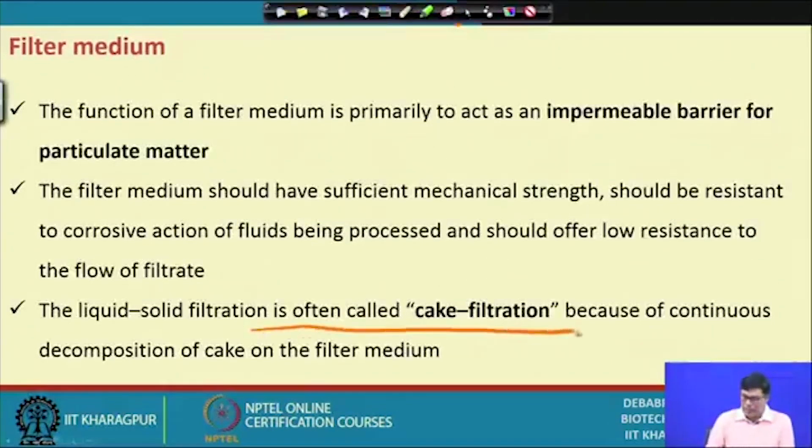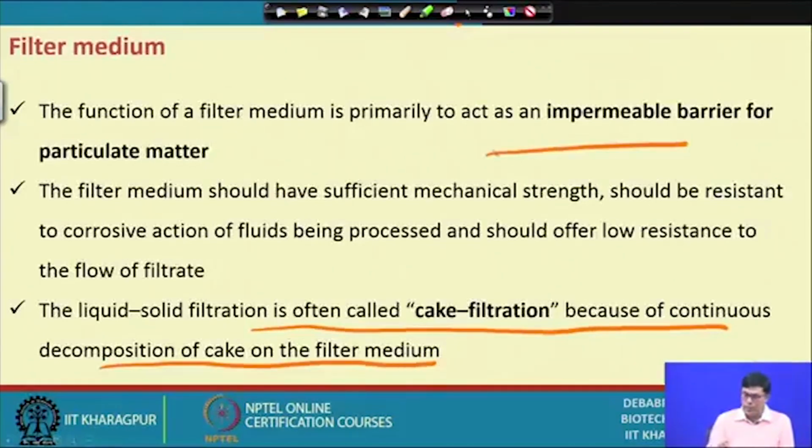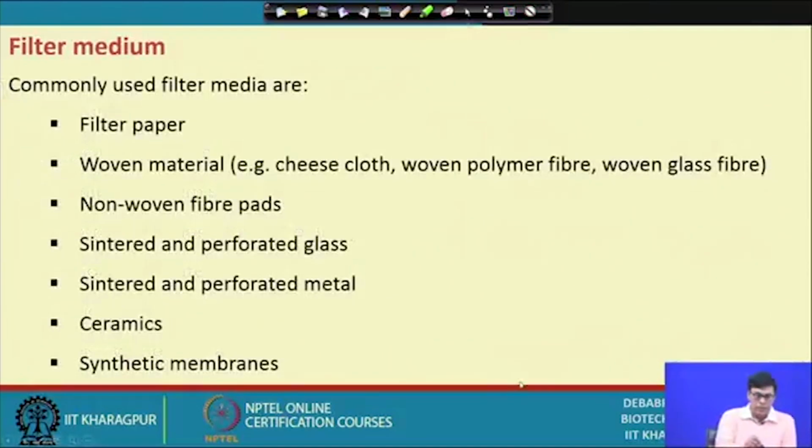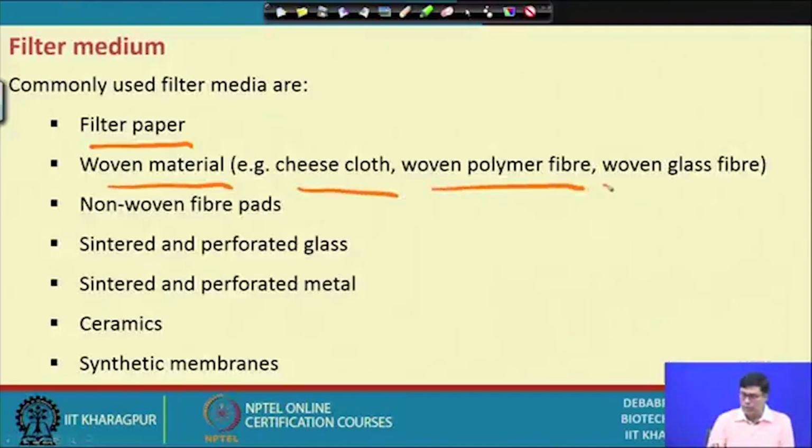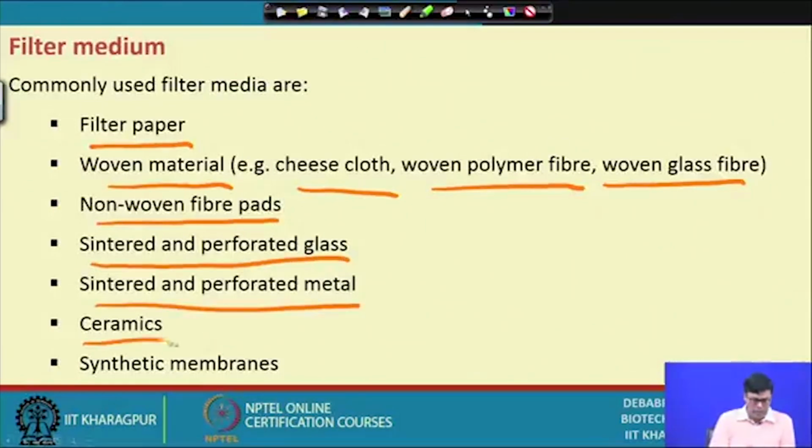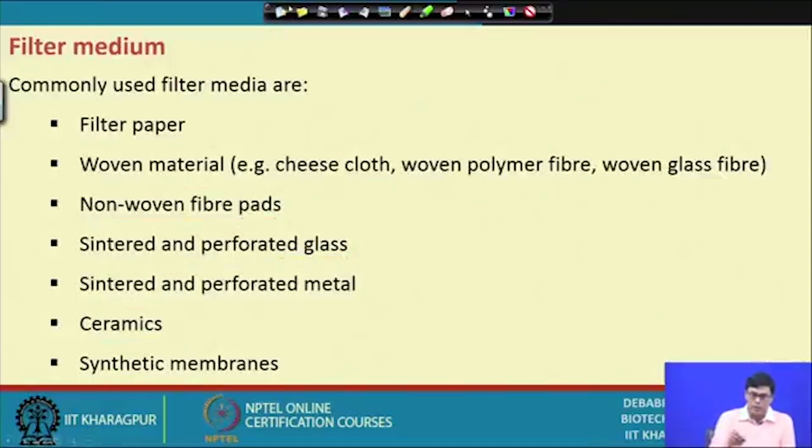So this is solid liquid separation. Filtration offers cake filtration because of continuous deposition of the cake. Suppose we have filtered and solid particles accumulated on the surface, this is how cake development and cake filtration take place. The filter media can be filter paper, woven fabric like cheesecloth, woven polymeric fiber, woven glass fiber, non-woven fiber, plates, sintered and perforated glass, sintered and perforated metal, ceramics and synthetic fibers. So we can use different types of filter media.